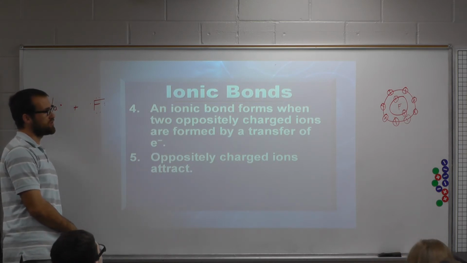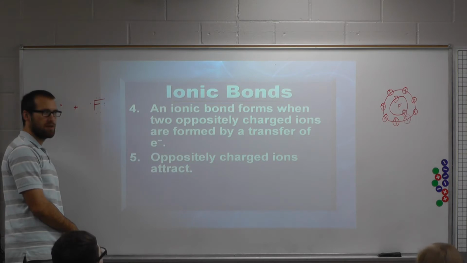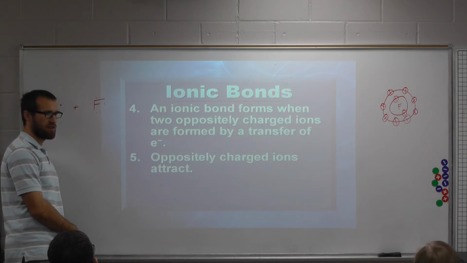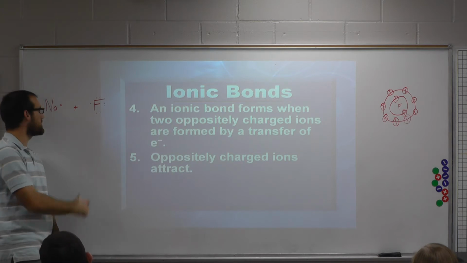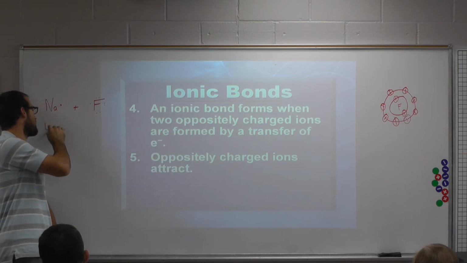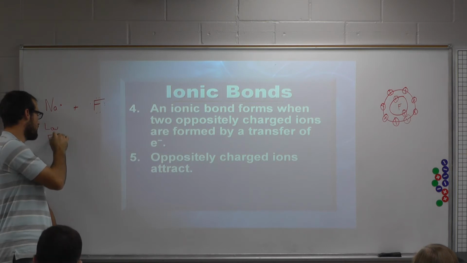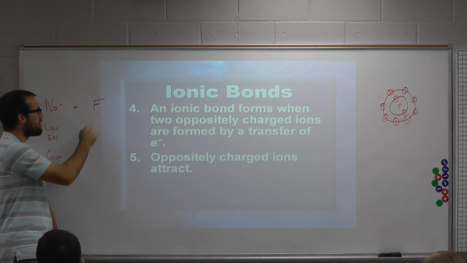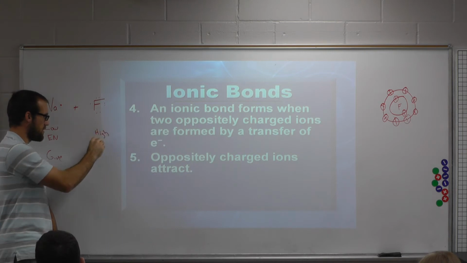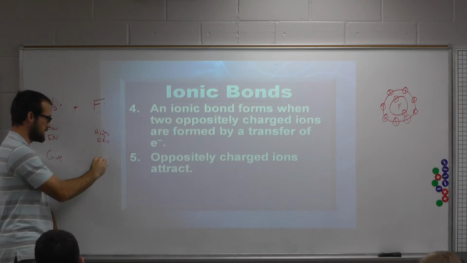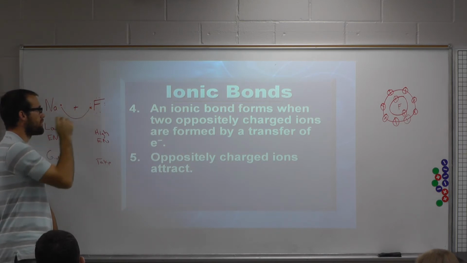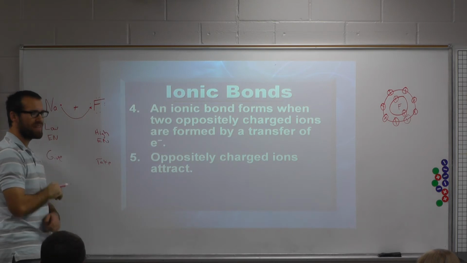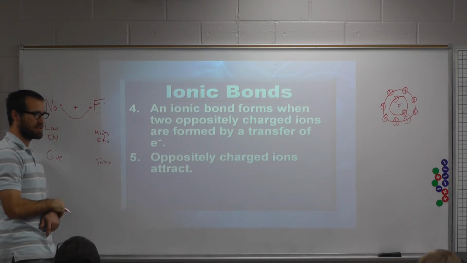An ionic bond forms when 2 oppositely charged ions are created, when 1 gives an electron and 1 takes. So we've been talking about sodium and fluorine, right? We said sodium has a low electronegativity value, so it wants to give. Fluorine has a high electronegativity value, so it wants to take, and so we got, voila. What that does is it creates ions.